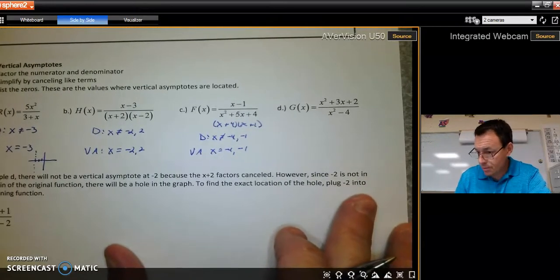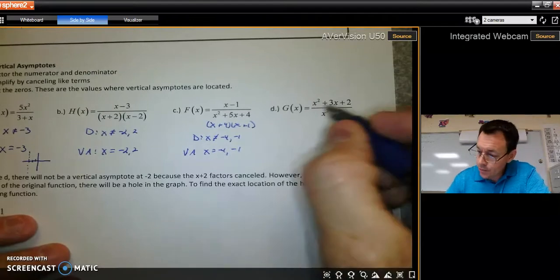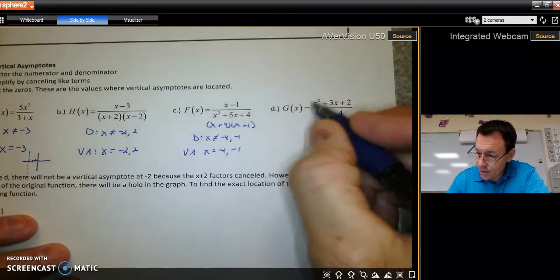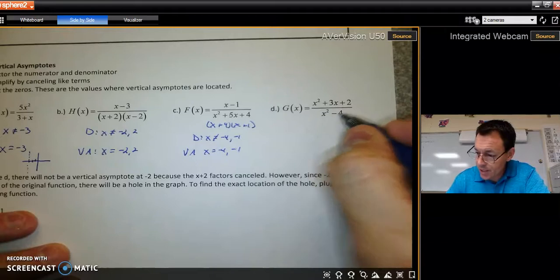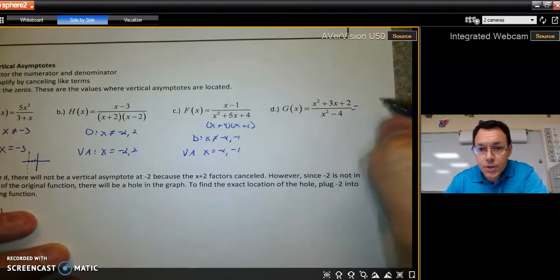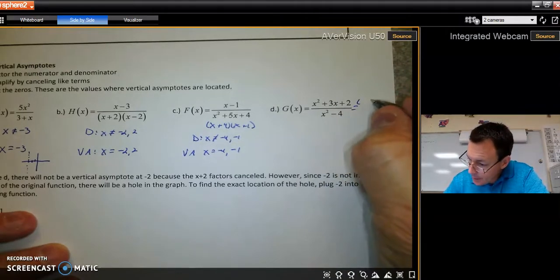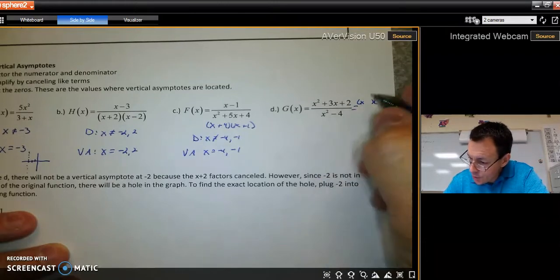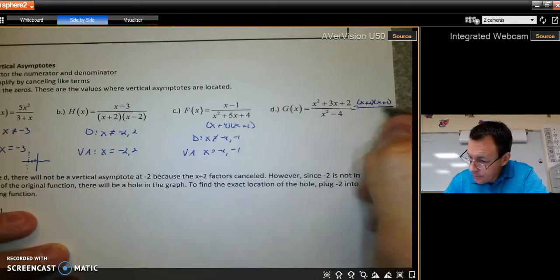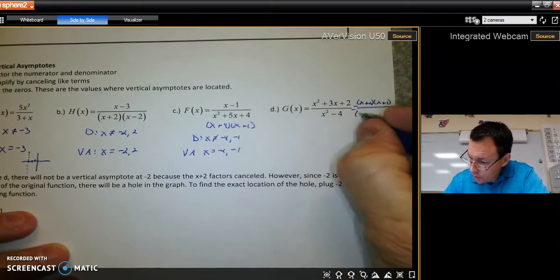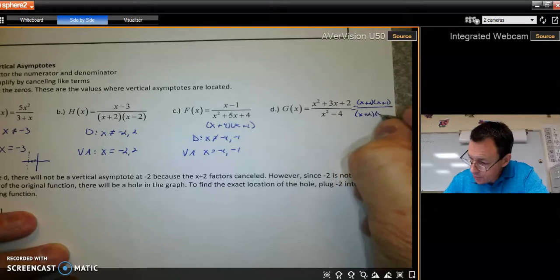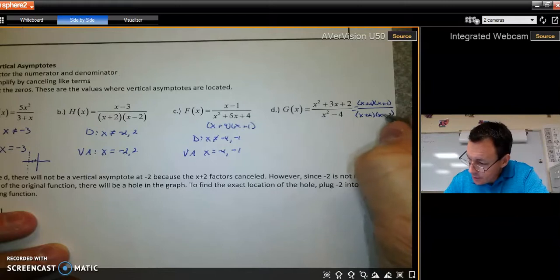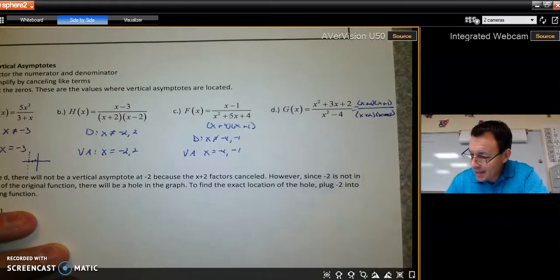All right, this last one. Now, this last one, there's a bit of a trick. Okay, so first thing, I need to factor everything here. The numerator factors, the denominator factors. This will be x and x. Factors of 2 that add up to 3 will be plus 2 and plus 1. X squared minus 4 factors into x plus 2 and x minus 2. That's a minus. Excuse me, that's a minus 2.